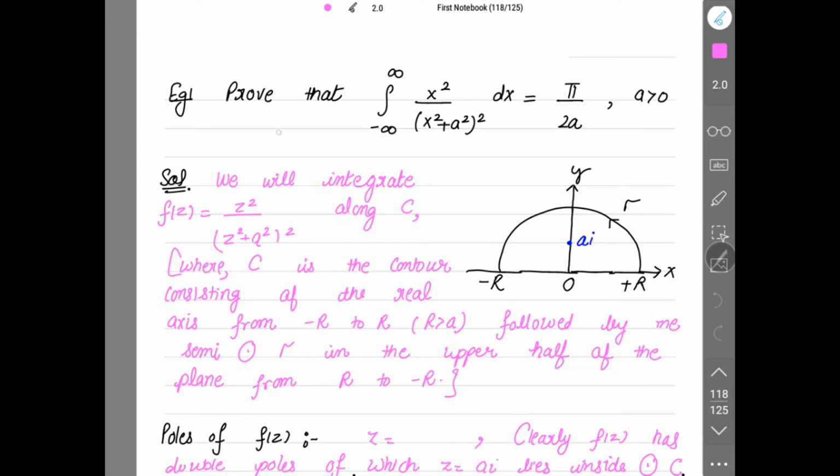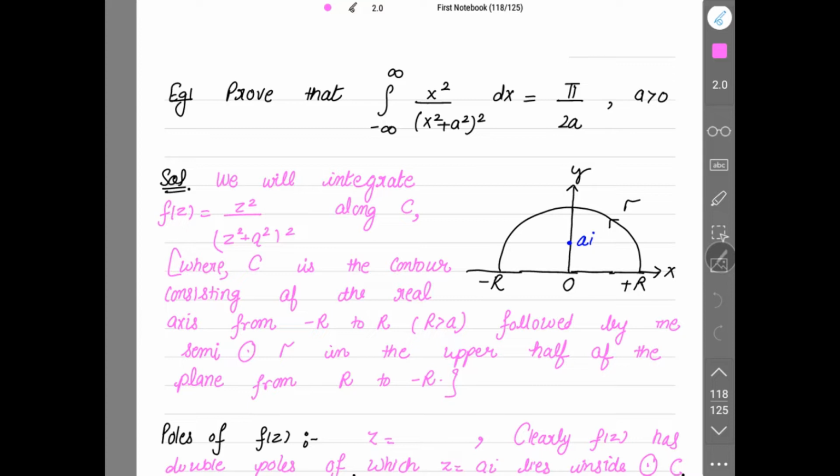Example 1. Prove that the integral from minus infinity to infinity of x square over (x square plus a square) whole square dx is equal to pi over 2a, where a is positive. Now we will integrate f(z) equal to z square over (z square plus a square) whole square along the contour C, which consists of the real axis, that is from minus R to plus R, followed by the semicircle tau from plus R to minus R. This you have to write every time in every solution.